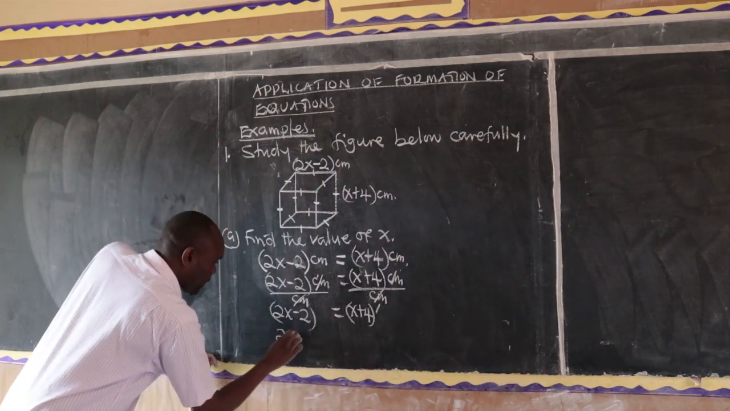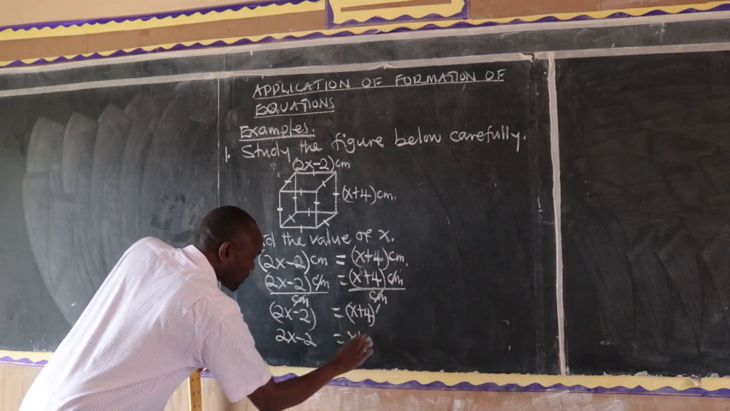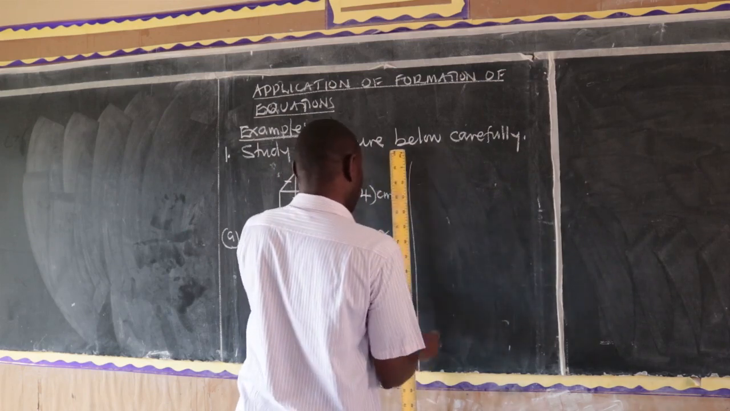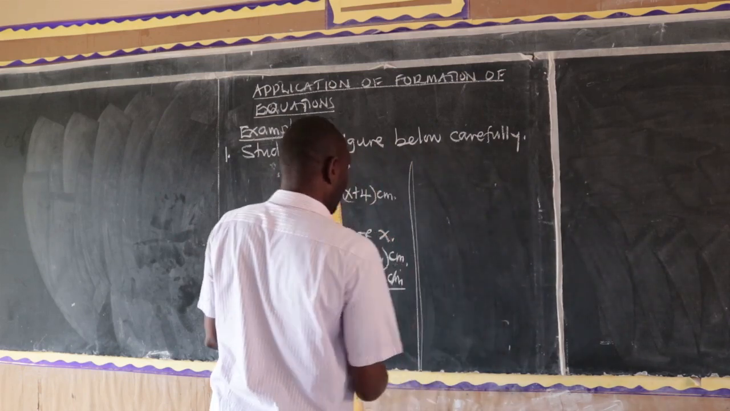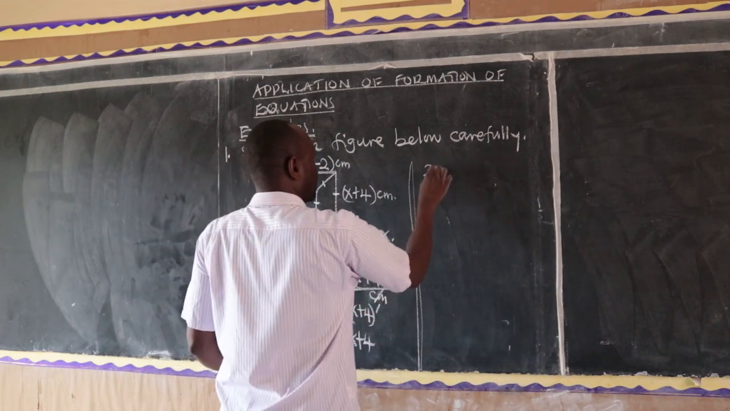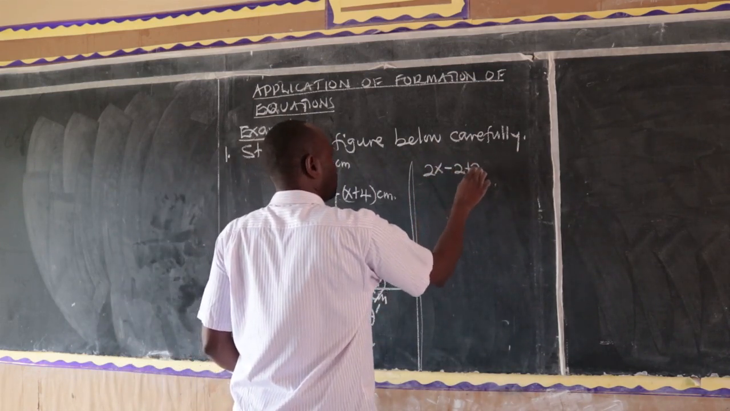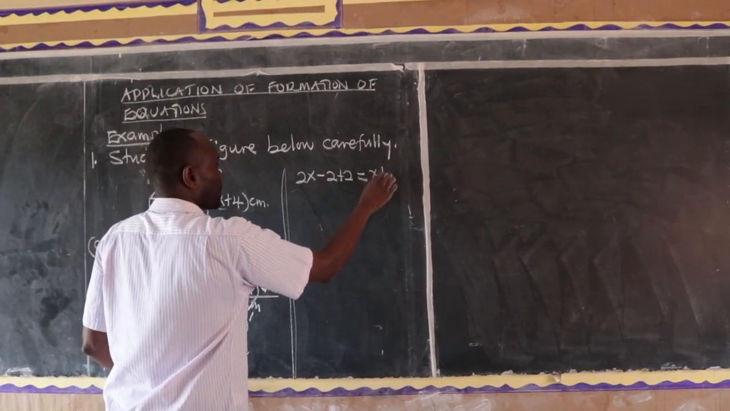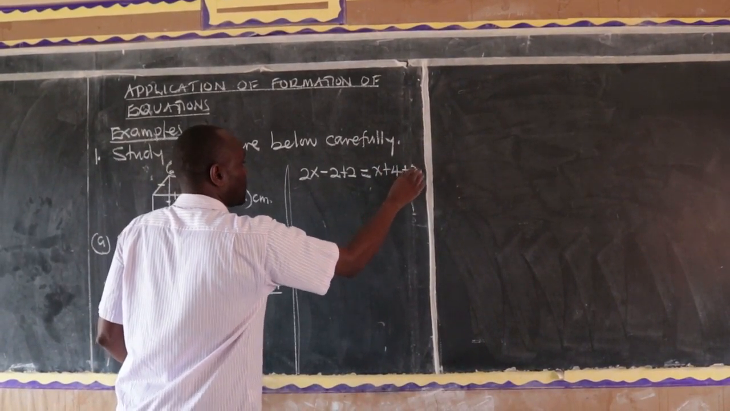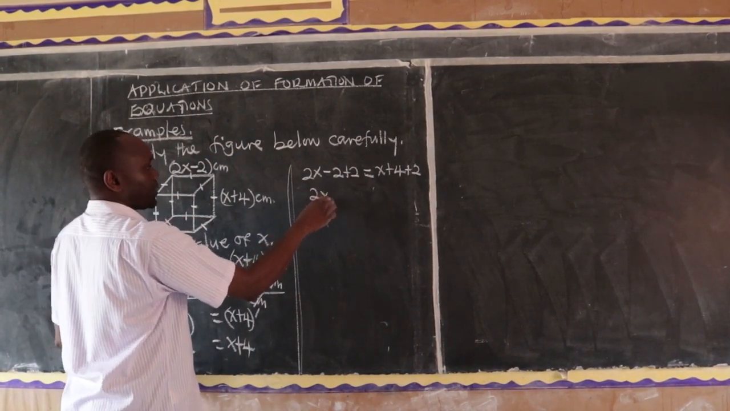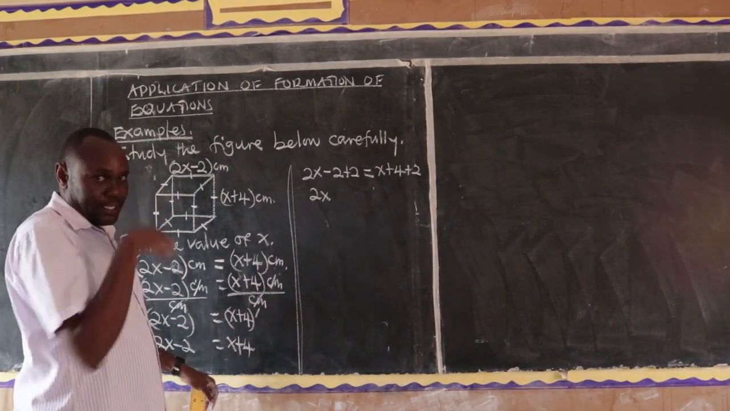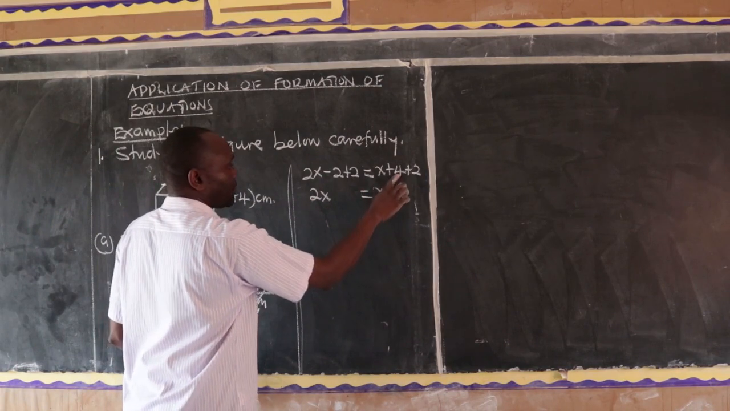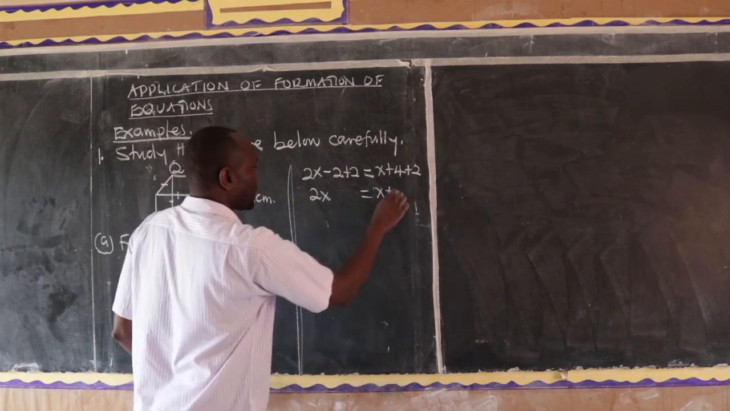So here we have 2x minus 2 equals x plus 4. Allow me to move ahead. Make sure that your work is always organized. Use a ruler. Then we have 2x minus 2 plus 2, we are getting the additive inverse, which equals x plus 4 plus 2. So we have 2x. When a number is added to its additive inverse, the result is 0. Therefore, we have here x plus 4 plus 2 gives us a 6.